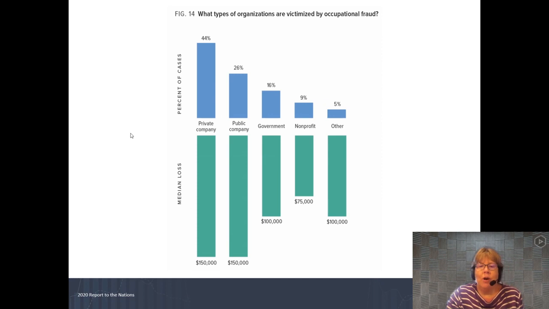So what types of organizations are affected by fraud? Well, in this bar chart, we can see that private companies have the greatest loss and the highest percentage of occupational fraud. Then public companies, government, and nonprofit. So private companies are probably one of the higher because maybe a little bit more lack of controls.